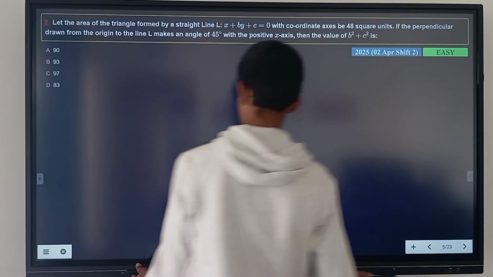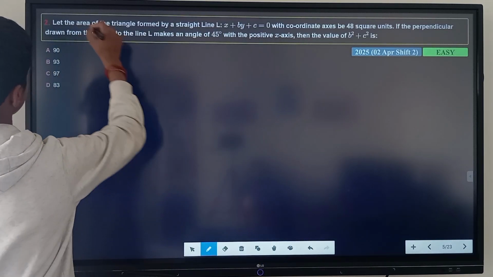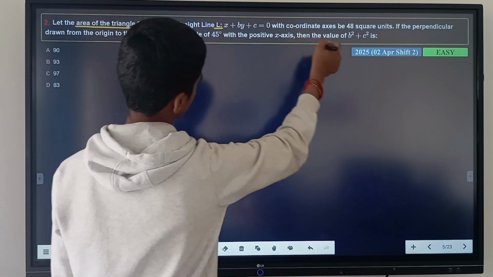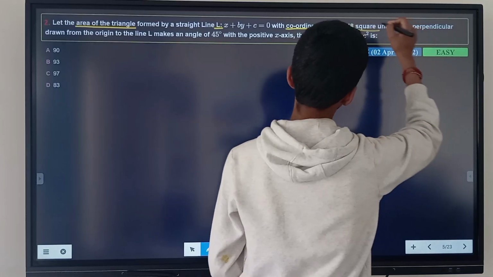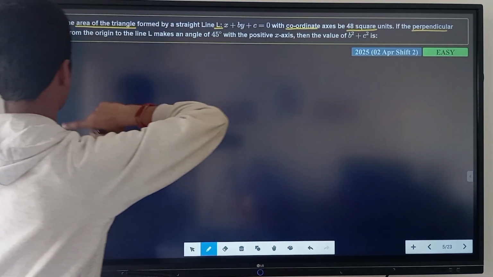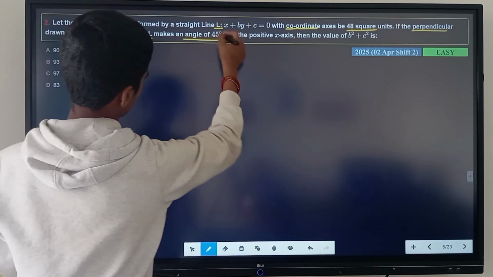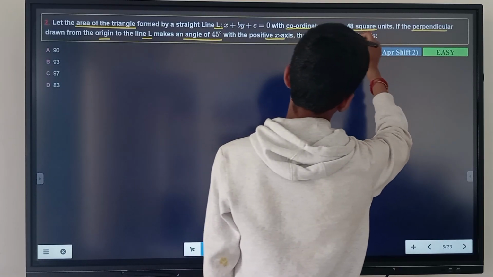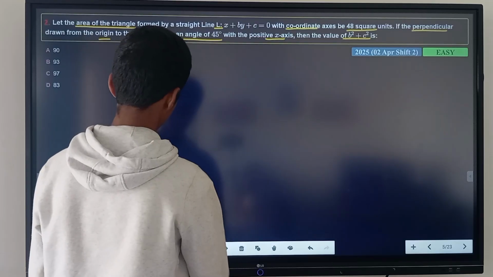Here is our next question. This time our question says, let the area of the triangle formed by a straight line L with coordinate axis be 48 square units. If the perpendicular drawn from the origin to the line L makes an angle of 45 degrees with the positive x-axis, then the value of b square plus c square is.